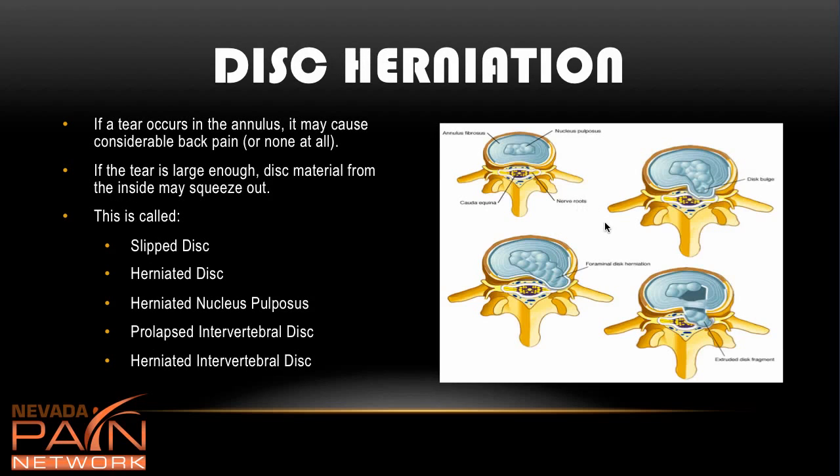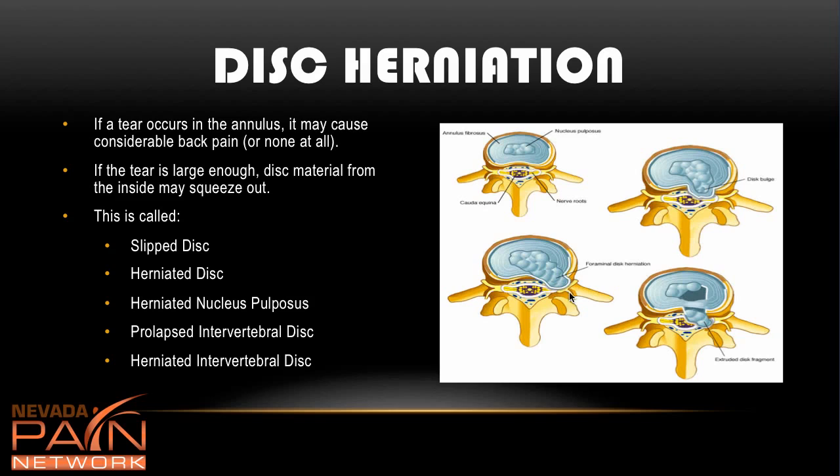Now, a disc herniation, on the other hand, is when you actually get a tear in the annulus and the inner part of the disc squeezes back. So here you have a normal intervertebral disc. Here you have a disc bulge. Now it's gone all the way to there's a tear here, and the disc has come out a lot, and it's pinching on a nerve root here.